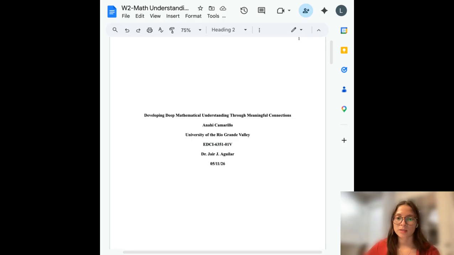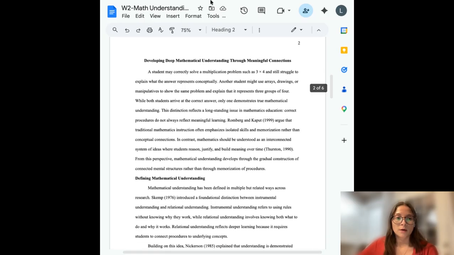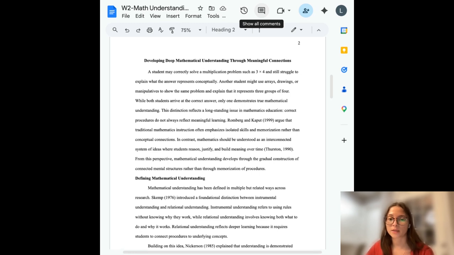So, the main idea of my essay is that mathematical understanding is not about memorizing procedures or getting correct answers alone. Instead, it is about building meaningful connections between mathematical ideas. For example, we may have a student who correctly solves a multiplication problem like 3 times 4, but if they cannot explain what that answer represents, their understanding is limited.